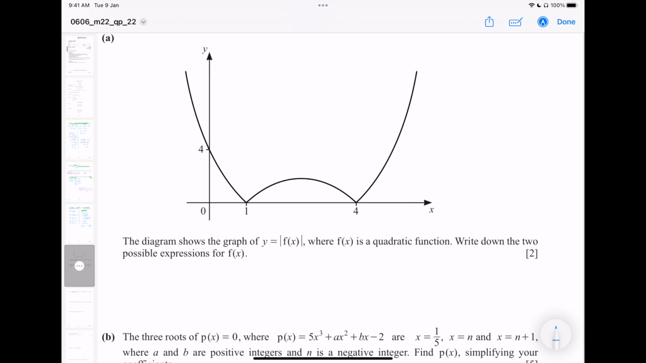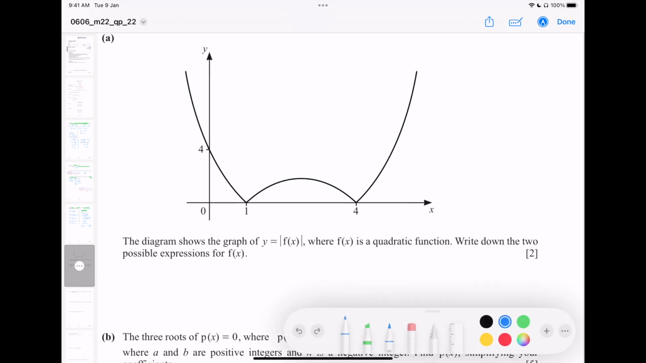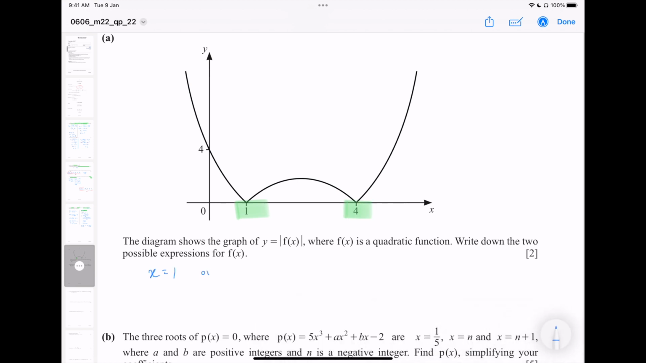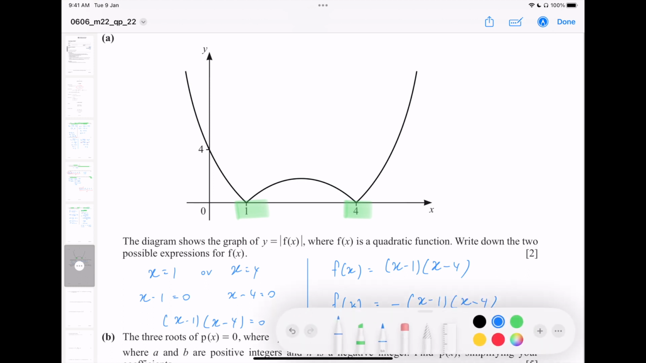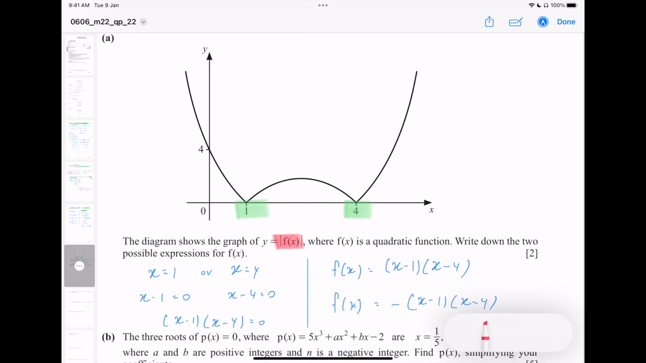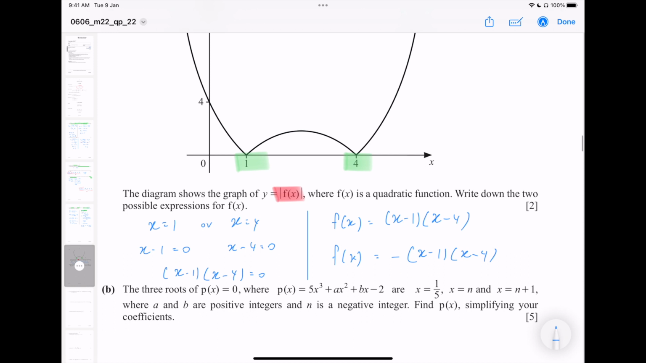Now, equations come from roots, and we can get roots from equations. I already see two roots here, 1 and 4. So I can say x equals 1 or x equals 4. That means x minus 1 equals 0, or x minus 4 equals 0. So (x minus 1)(x minus 4) equals 0. That helped me get the roots. That means f(x), since it's an absolute function, you have positive (x minus 1)(x minus 4), and you could also have negative (x minus 1)(x minus 4), because of the absolute value. This thing here forces everything to be positive. That's why I can have two answers.